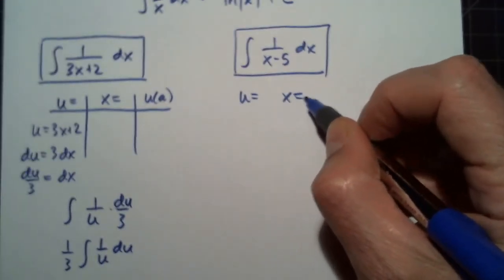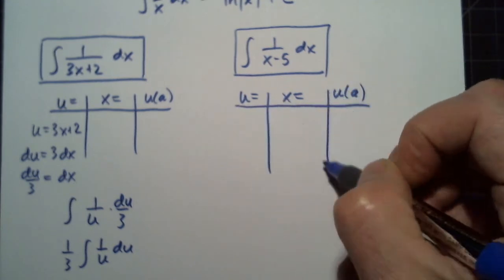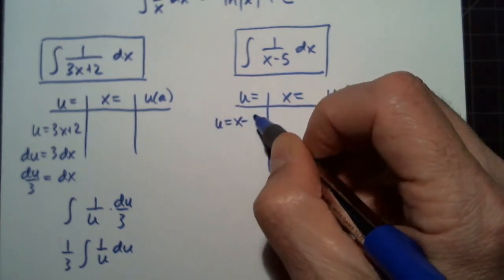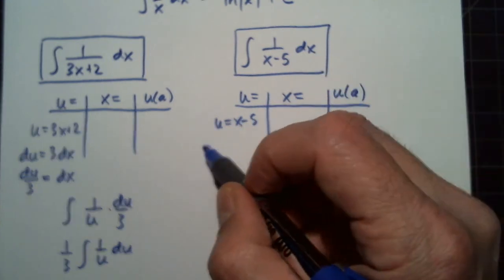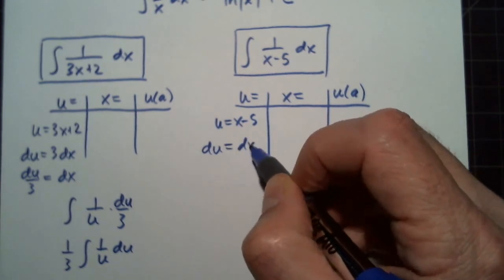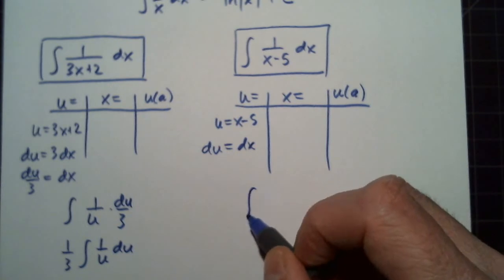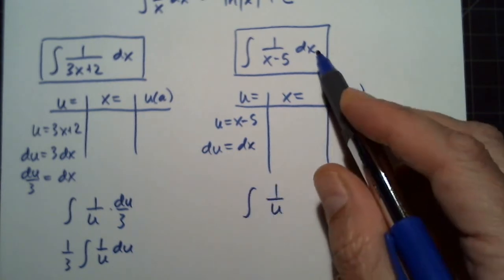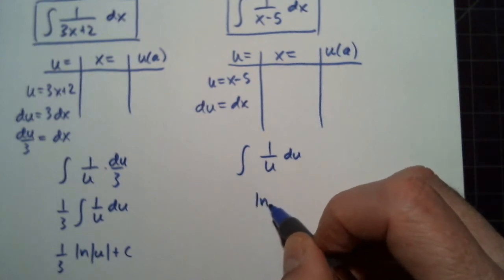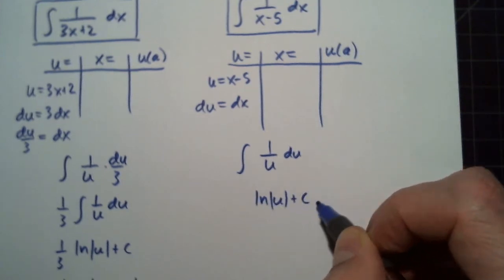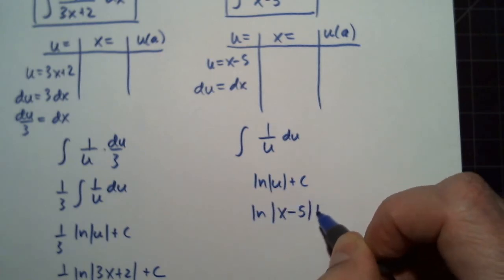Let u equal the denominator, and du is dx. We don't need this, and we don't need that. 1 over u, dx is du. So we have ln u plus c, ln x minus 5 plus c.